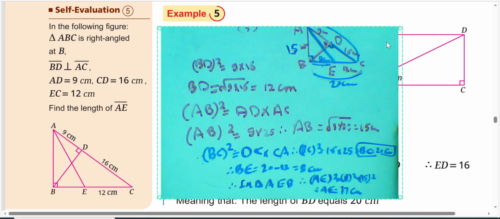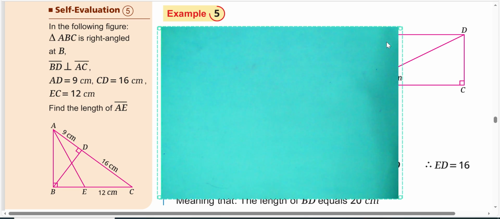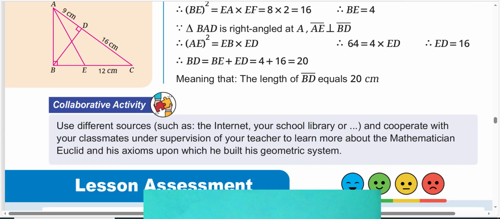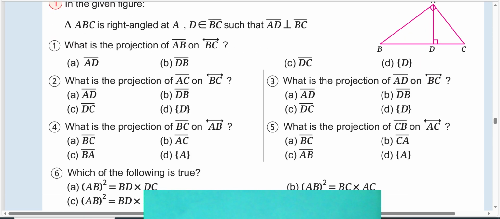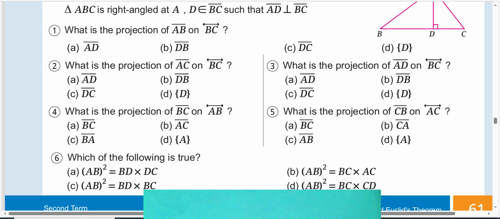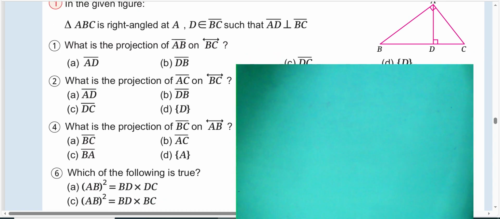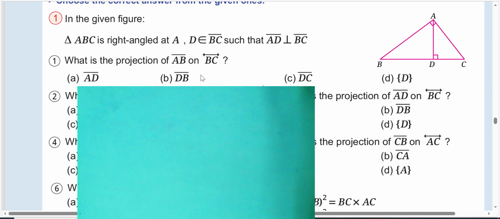Question 17 is an important question. All the self-evaluation questions here are very important, my students. The exam depends on all these examples. Listen to the assessment here. At first question, given the figure, we want to find the projection. Okay, solve the first question: what is the projection of AB on BC?